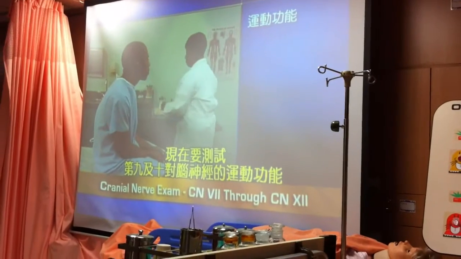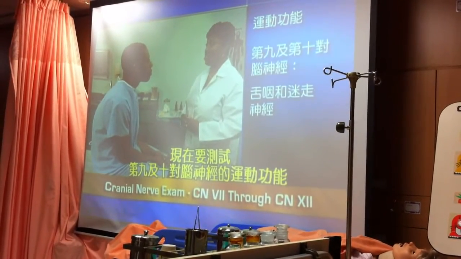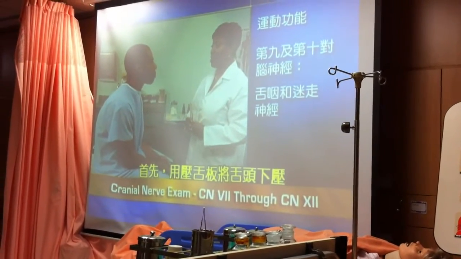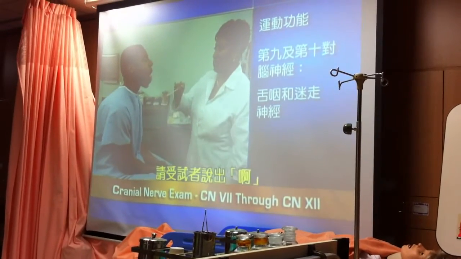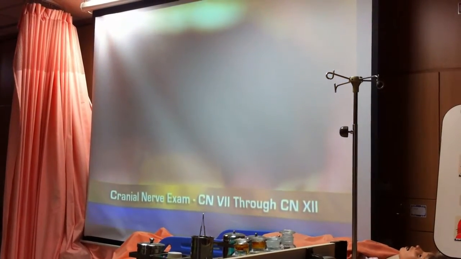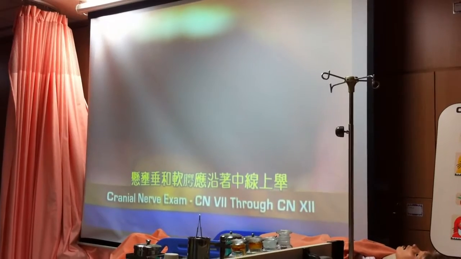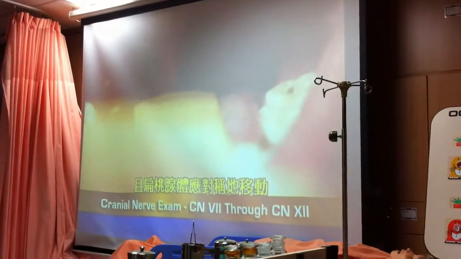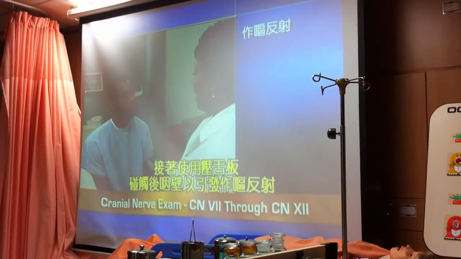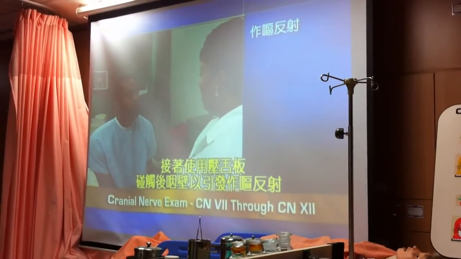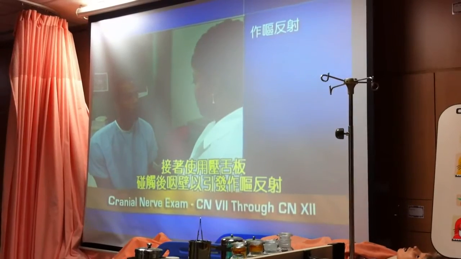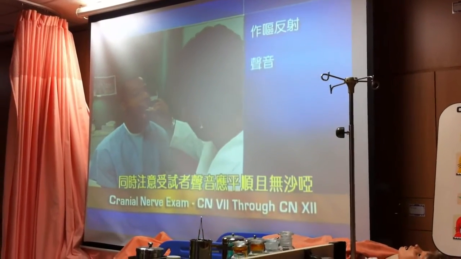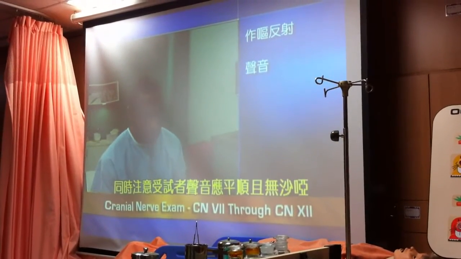Now test the motor function of cranial nerves 9 and 10. First, depress the tongue with the tongue blade and have the person say ah. The uvula and soft palate should rise in the midline, and the tonsillar pillars should move symmetrically. Then touch the posterior pharyngeal wall with the tongue blade to elicit the gag reflex. Also note that the voice should sound smooth and not strained.